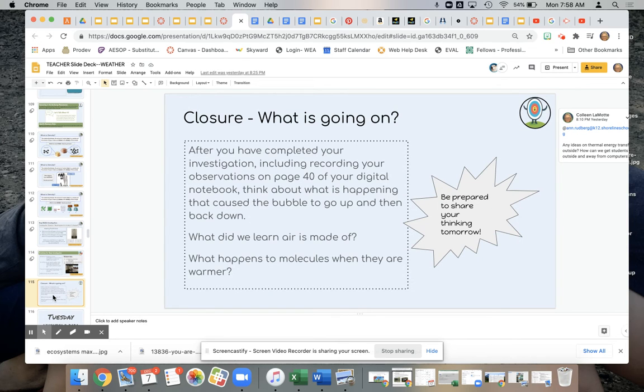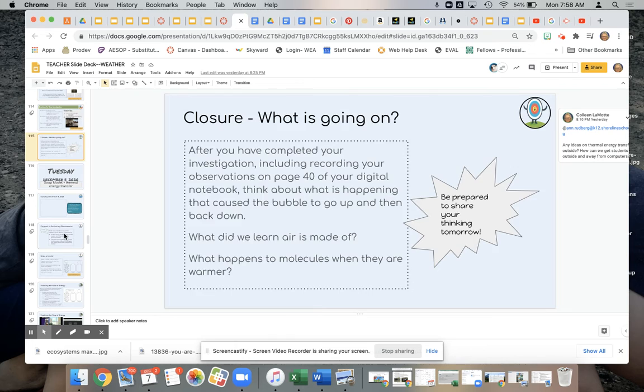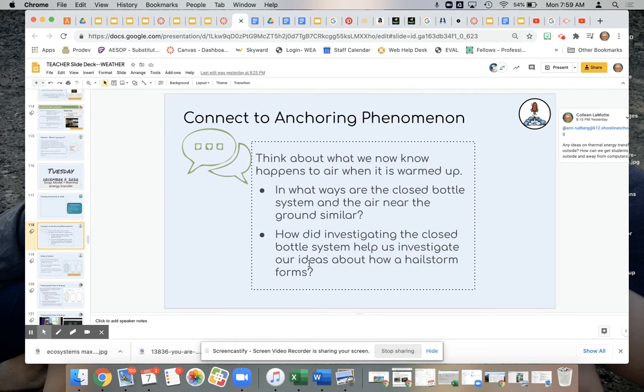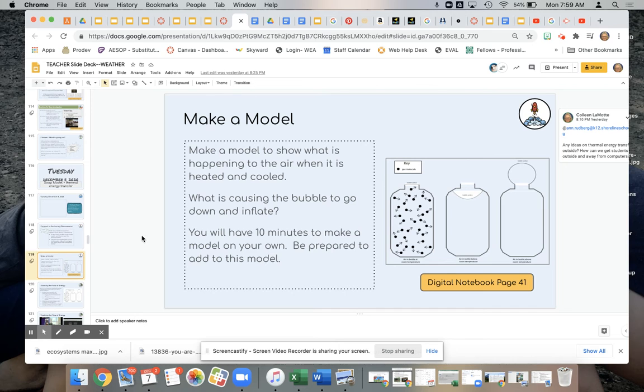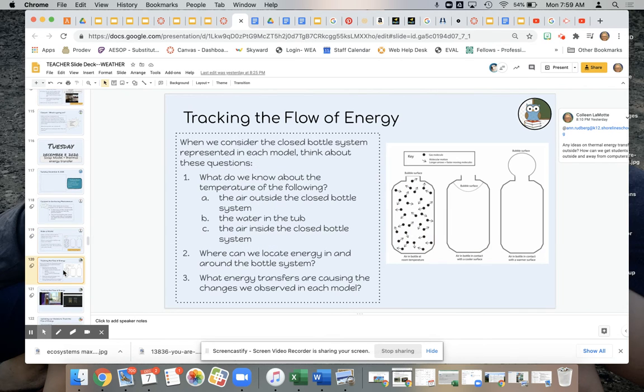And then finally, be thinking about what's going on and be prepared to share that tomorrow. So then tomorrow, we're going to connect back to that anchoring phenomenon, help the students to make a model. This will be on page 41.